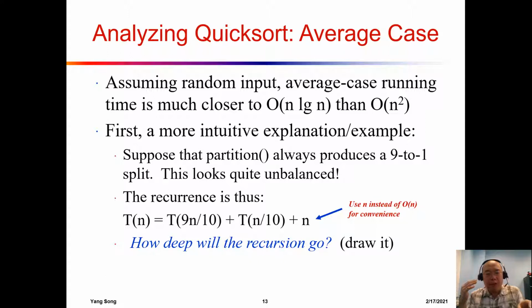Okay, if we always have the 90% to 10% partition, what will T(n) be? T(n) equals T(90% of n), plus T(10% of n), plus n itself. And by the way, what is that n? That is for the partition itself, right? For the partition algorithm, we always have a cost of n. In this case, I just want to make it easier, so I'm just assuming that the cost is simply n. So how do we draw the tree structure of the partition?